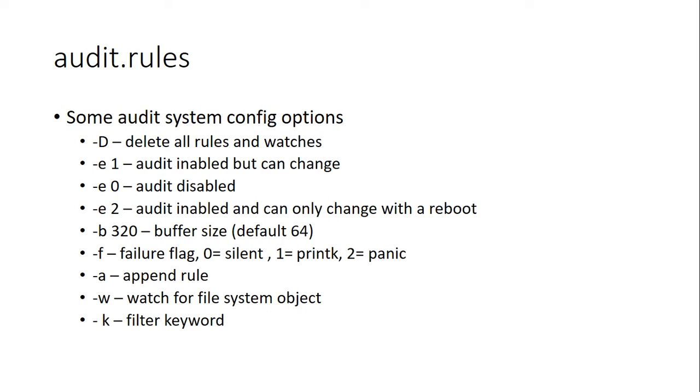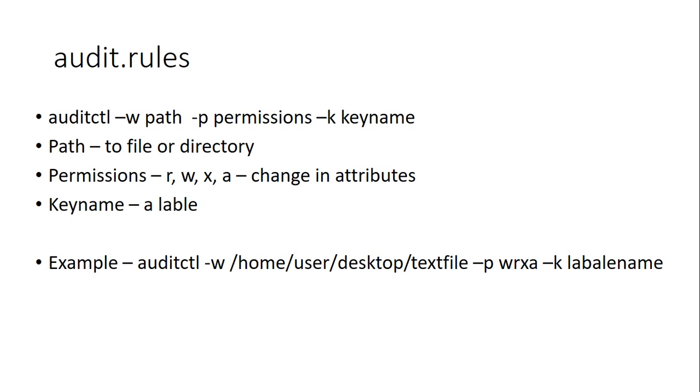Also -b with a number is about buffer size. The default buffer size is 64, and we can change it. -f means failure flag. You can use 0 for silent, 1 for print and 2 for panic. -a is used to append a rule. -w is to watch a file system object. -k is to filter by keyword.